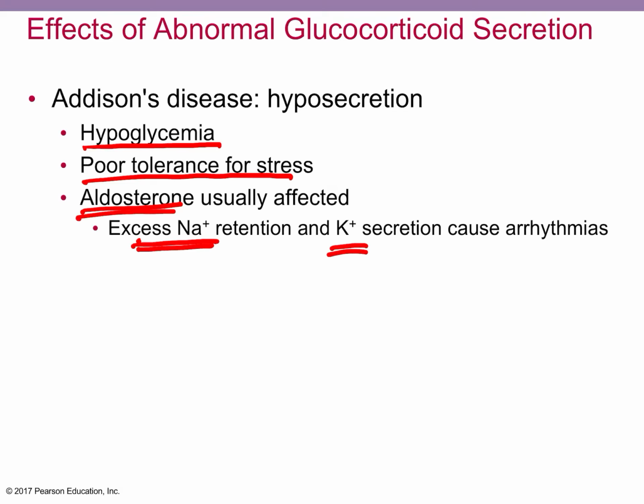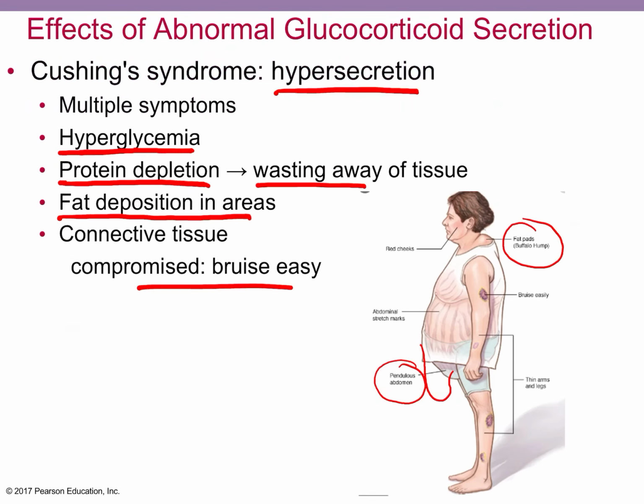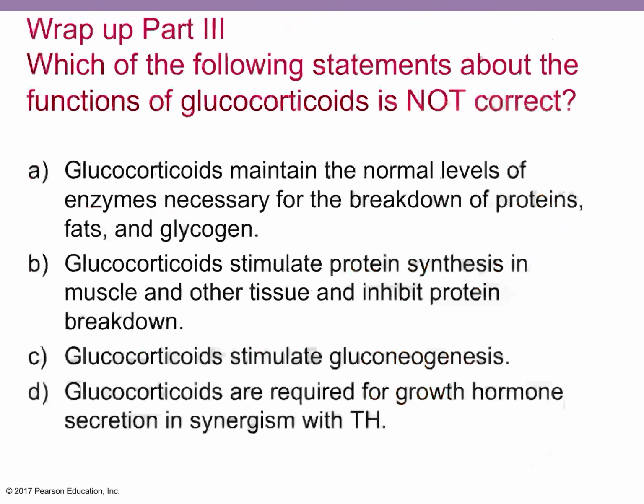So I couldn't find a picture on Addison's disease. It doesn't really look that characteristic, not like Cushing's disease, where there's a definite deposit in the face that gives you like a moon face, red cheeks, and a round face. So that is it for your glucocorticoids. And now we're going to move on to just wrapping up some questions here.